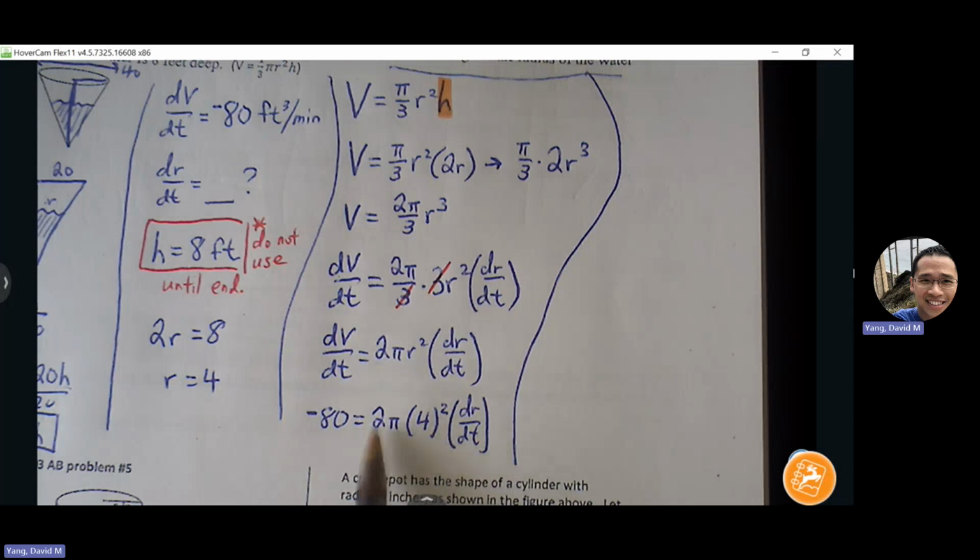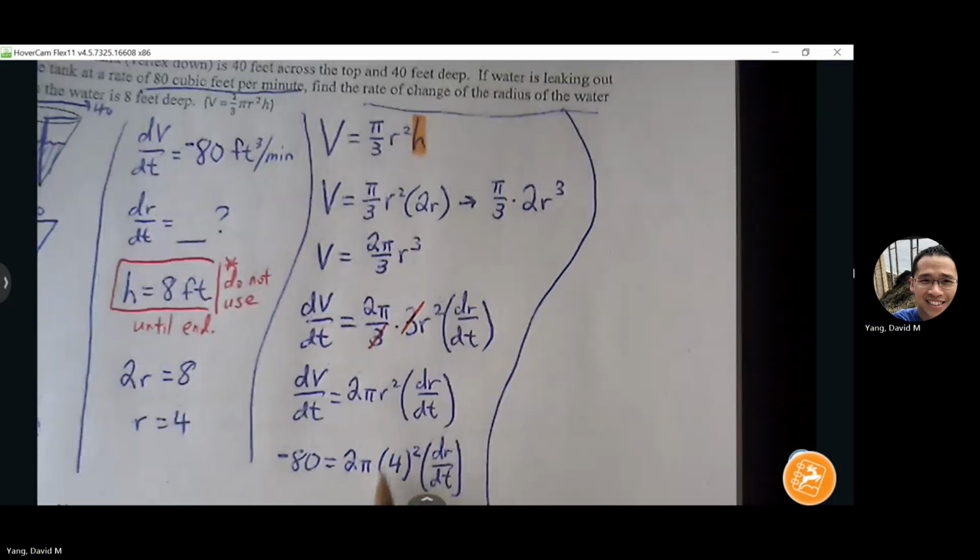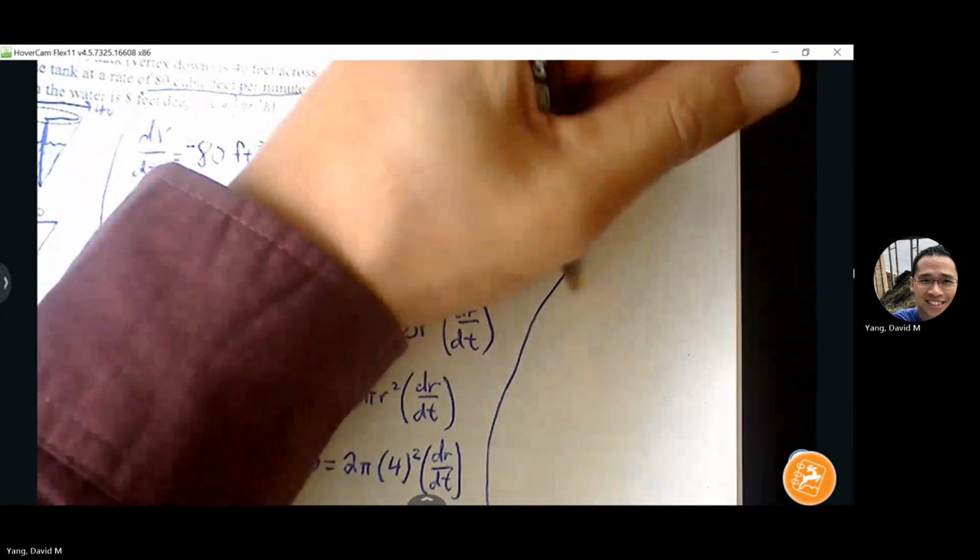You can multiply and divide the other numbers, but I want you to hold on to pi, like treat it as if it was a variable. Because once it plugs into the calculator, it's going to give you a decimal, and that will take away the exact value. So I can multiply the 2 and 16 together, right? 4 squared is 16. 16 times 2 is 32.